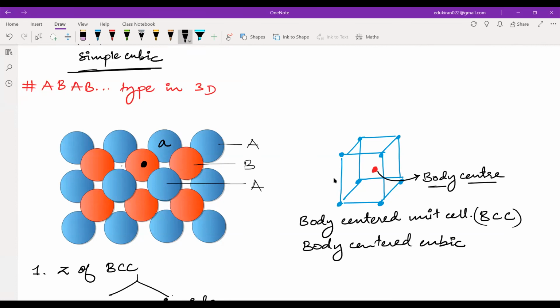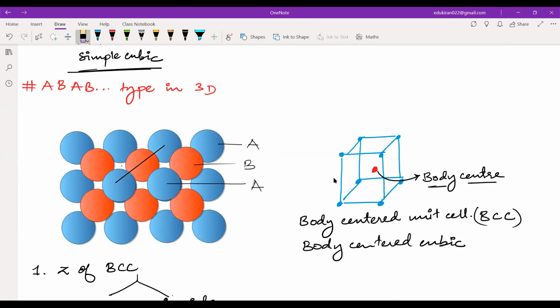Then again, this B atom, that is the blue atom, is on top of the red atom, and that is why the B atom is touching this red atom, correct? Okay, very good. Then we can make a line like this and say that these atoms are touching each other, and we will calculate the relationship between A and R using these atoms.